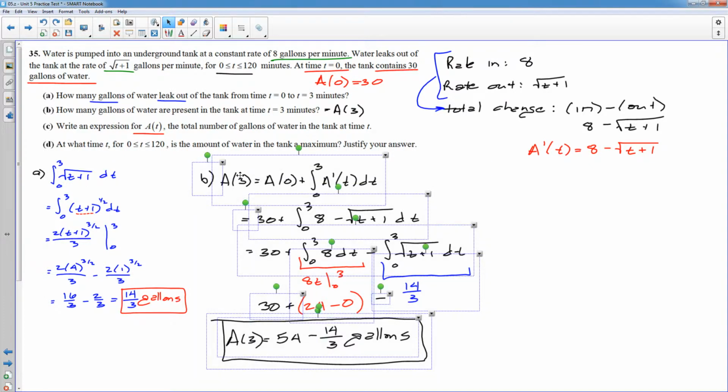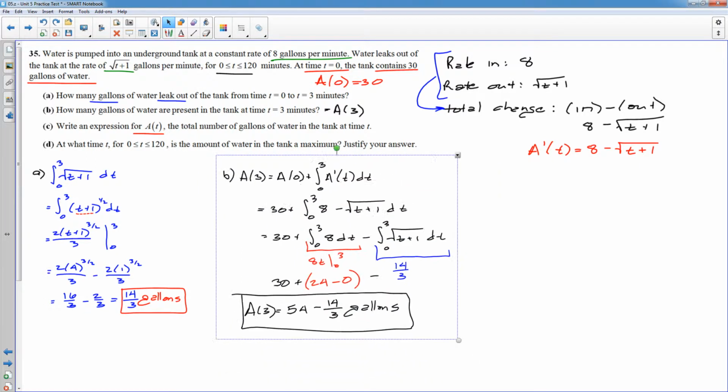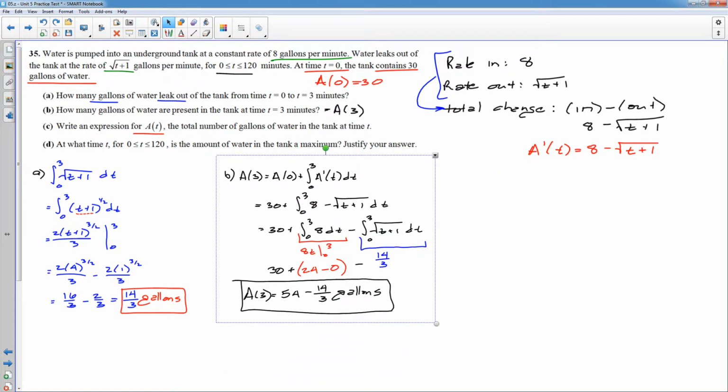And there are other ways that you could have solved that, but I'm choosing to work it in a way that will work for any of these types of problems where you have a rate in, rate out.